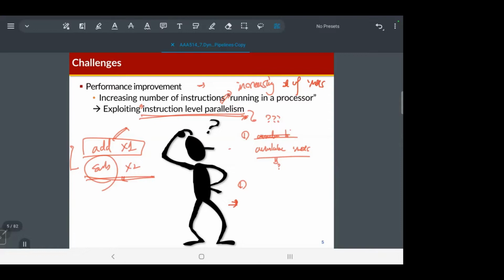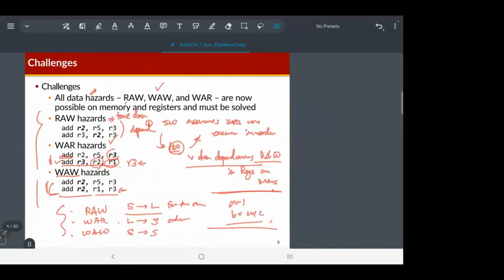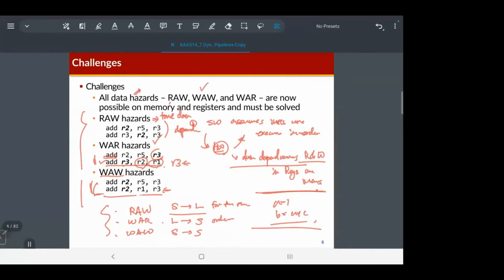We are learning about some architectural techniques which can exploit the instruction level parallelism. This is very important for the performance of a processor. I also explained the data hazard. This is also very important. We need to avoid the data hazard on registers and memory. This is a very critical problem.